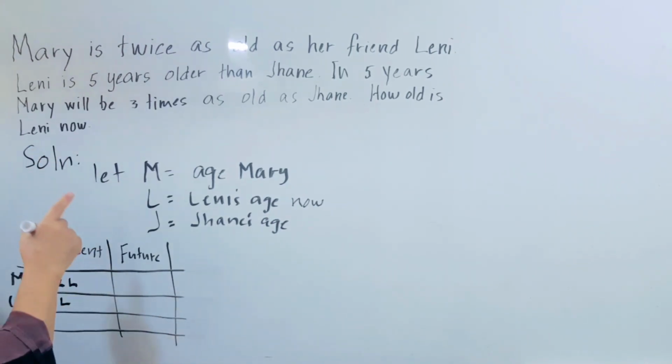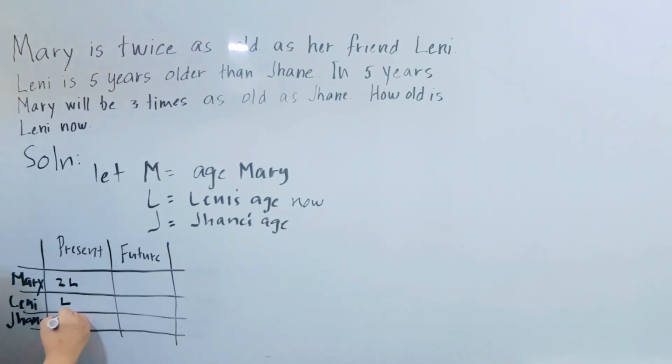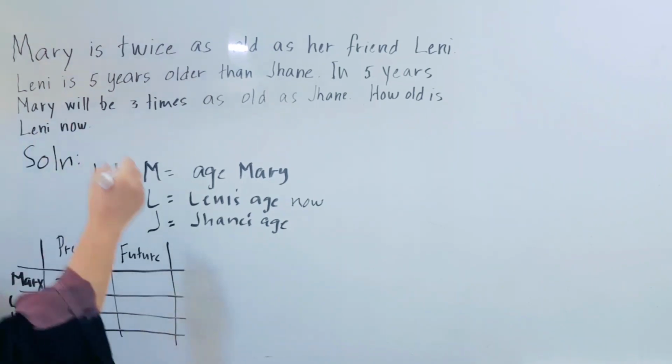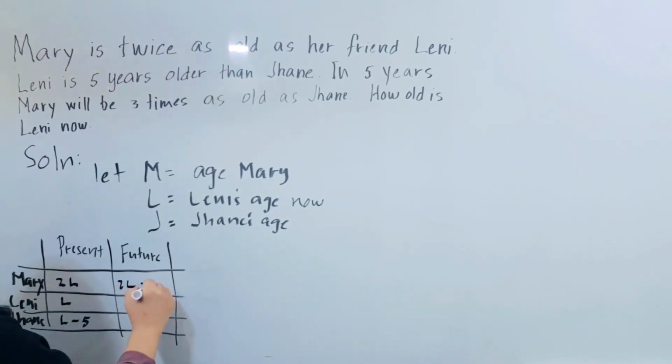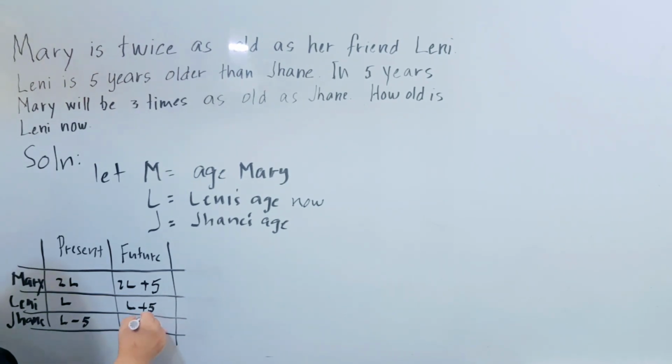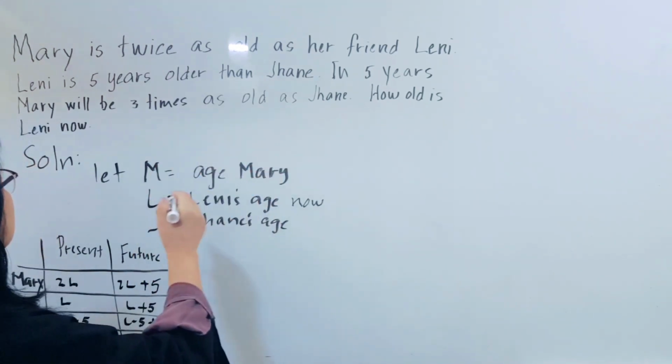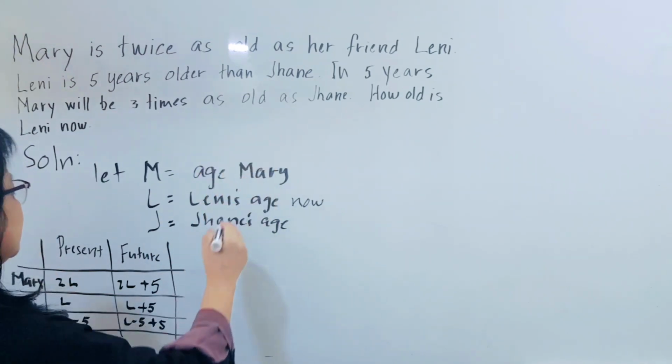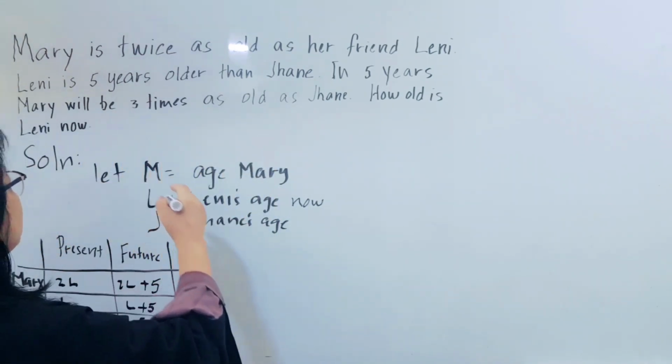And Lenny is 5 years older than Jane. That means the age of Jane is Lenny's age minus 5. Now, in the future, of course, 5 years after, so 2L plus 5, and the present plus 5, and the present of Jane is plus 5 also, because this is in 5 years. Therefore, from here, we can make an equation. Mary is twice as old as her friend Lenny. Lenny is 5 years older than Jane. Then in 5 years, Mary will be 3 times as old as Jane.